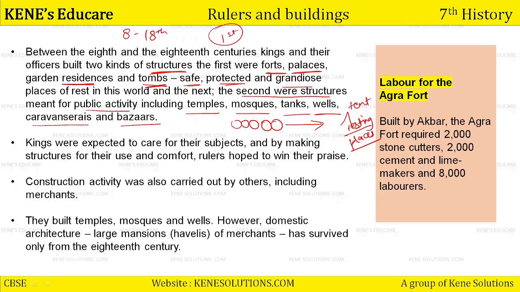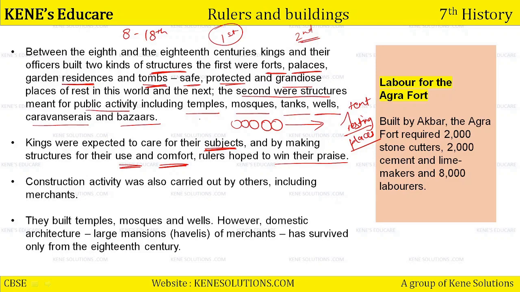And the second kind of structures built by most of the kings during this period of history were the public activity places: temple, mosque, tank, well, caravanserais and bazaars. Kings were expected to take care of their subjects. Subjects का मतलब जिन पे वो rule करता है. You have to take care of them. And by making structures for their use and comfort, rulers hoped to win their praise.